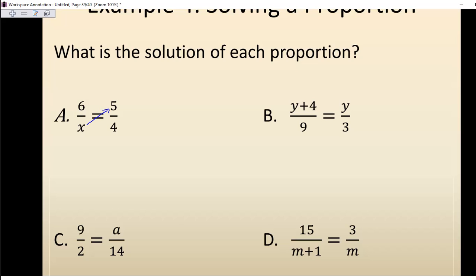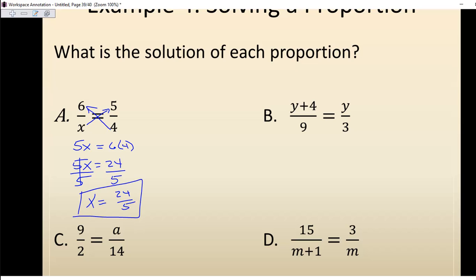Now, one thing to remember is not every one of our answers will be a whole number. So as we multiply through here, we get 5x, and then we get 6 times 4. So 5x is equal to 24. And even though 5 does not go into 24 evenly, don't panic, your answer will just be 24 over 5. It is okay to leave an answer in fraction form.